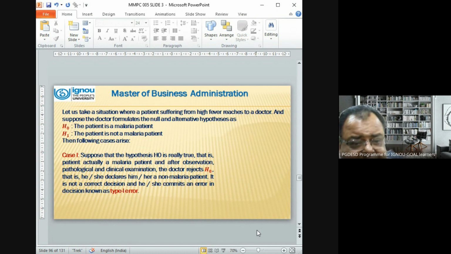Case 1. Suppose the hypothesis H naught is really true. That is, the patient is actually a malaria patient, and after observation, pathological and clinical examination, the doctor rejects H naught. That is, he or she declares him a non-malaria patient. It is not a correct decision, and he or she commits an error in decision, a type 1 error.